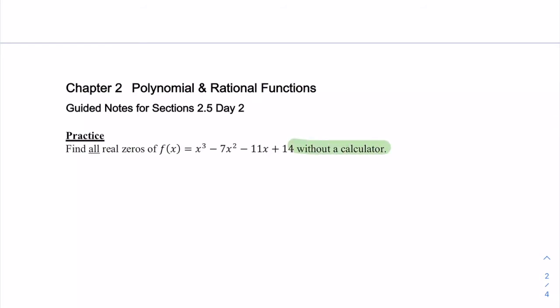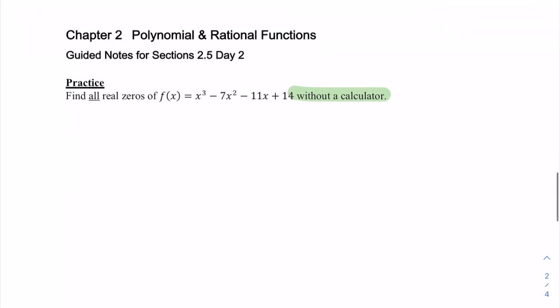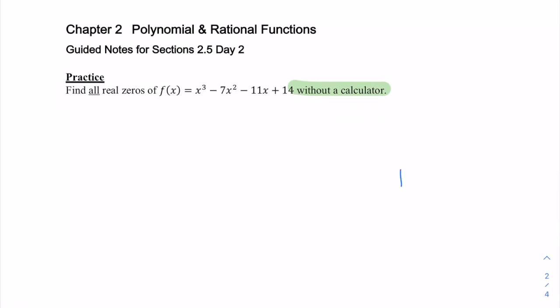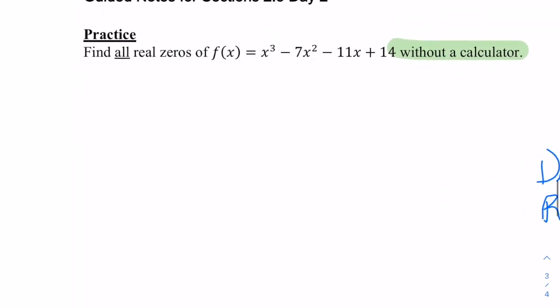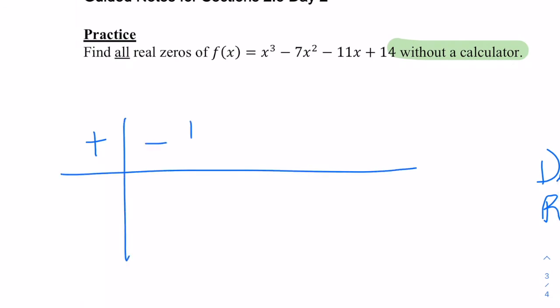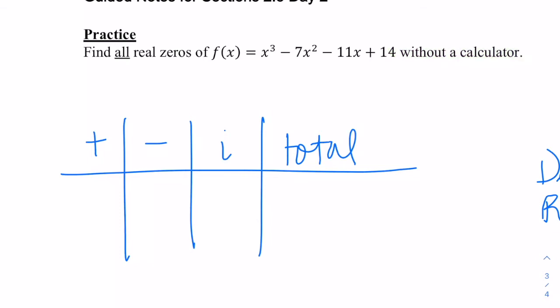Okay, so the first one, we want to make sure we see how many positives, how many negatives, and how many imaginary roots there could be. So I'm going to use Descartes' rule of signs. And let me make a little table. So we'll have positive, negative, imaginary, and total.